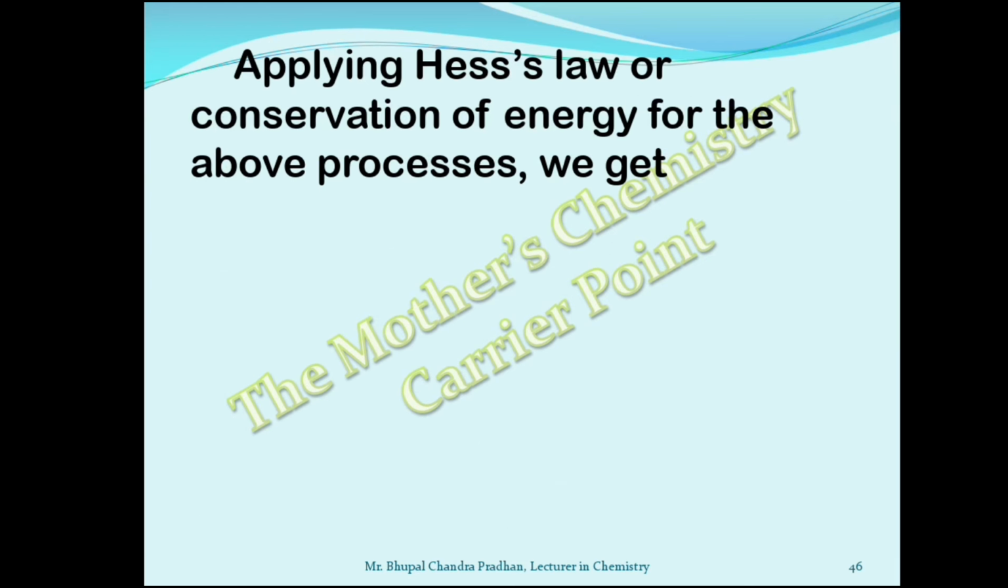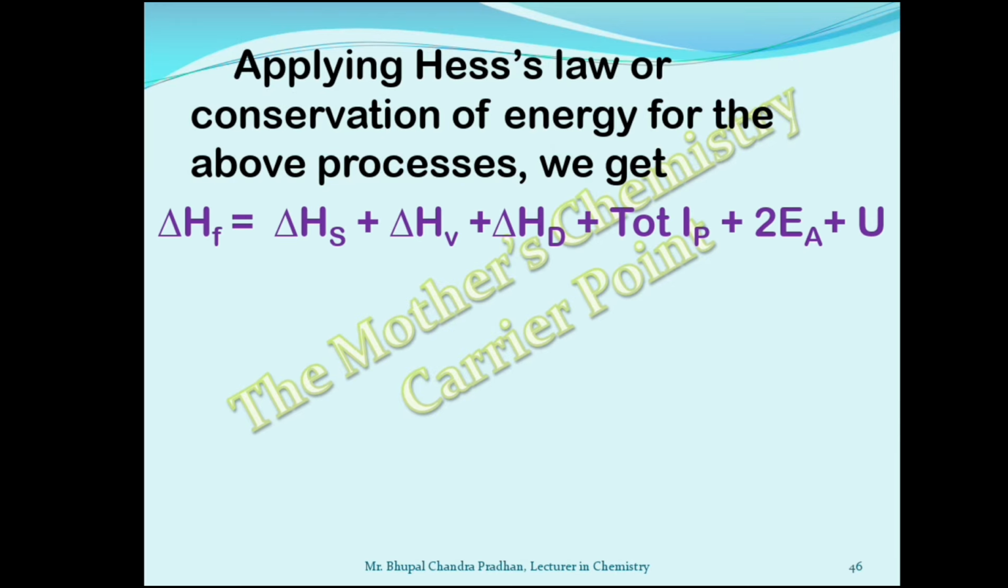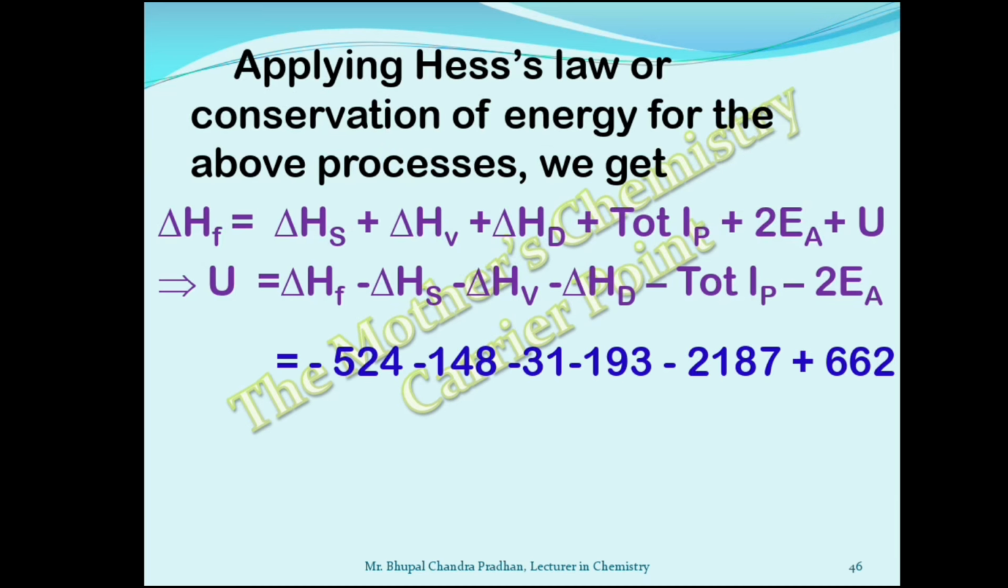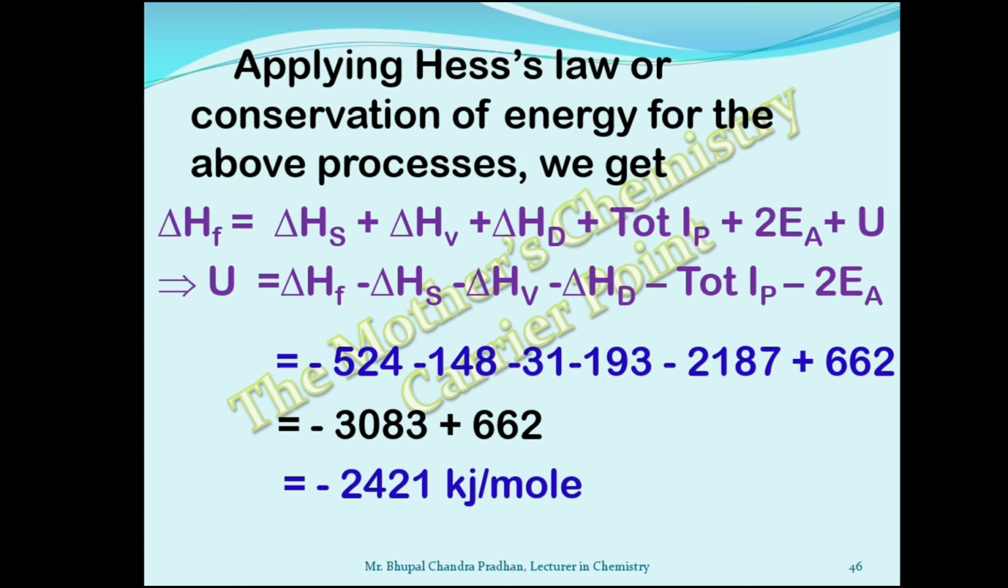Applying Hess's law of conservation of energy for the above process, we get delta Hf is equal to delta Hs plus delta Hb plus delta Hd plus total ionization potential plus twice the electron affinity plus lattice energy. Thus, lattice energy is equal to delta Hf minus delta Hs minus delta Hb minus delta Hd minus total ionization potential minus 2 electron affinity. By putting the values given in the problem, it is calculated to be minus 2421 kilojoule per mole.